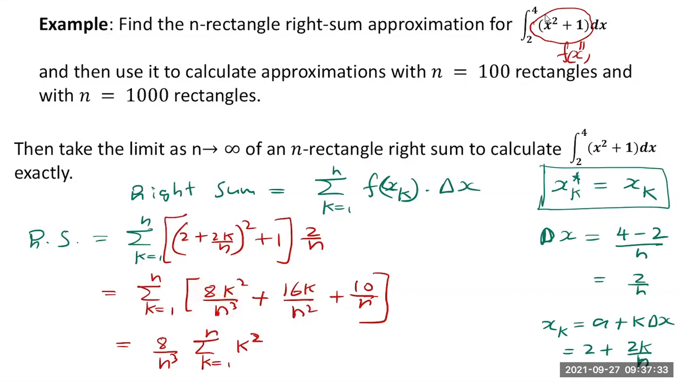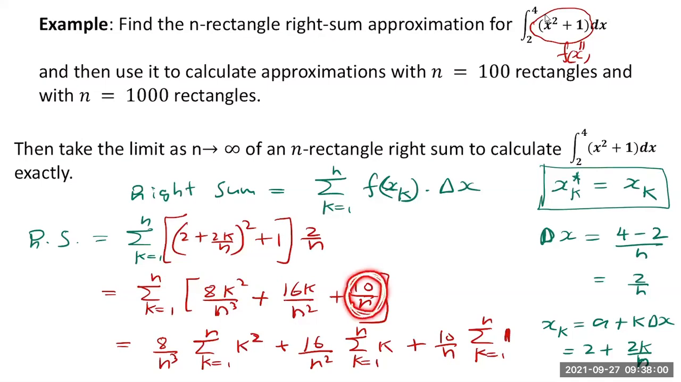And then I put this sigma notation for the second term here. Again, I'm going to pull out constant terms: 16 divided by n squared times sigma k goes from 1 to n of k. Finally, I have 10 divided by n times sigma k goes from 1 to n of 1. Notice that here this is a constant. There is no k here, so I can pull that out. I just have sigma k goes from 1 to n of 1. All right, that's what I get.